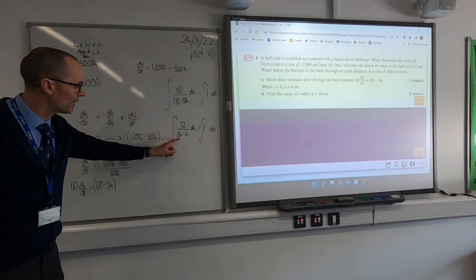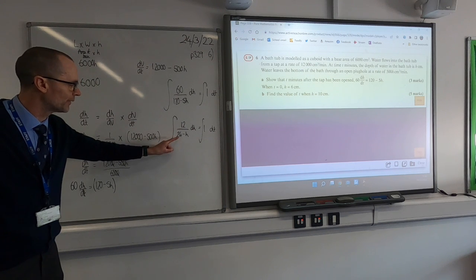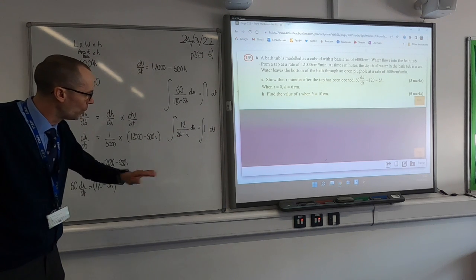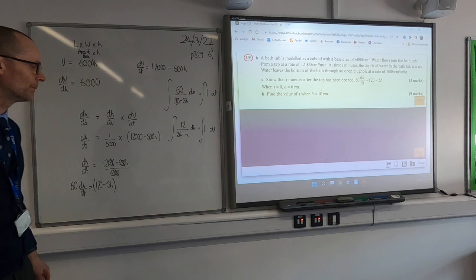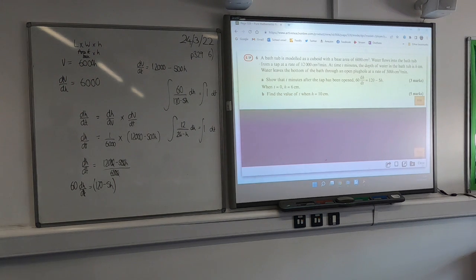So this would become 12 ln (24 minus h), all divided by minus 1, which is what you get when you differentiate that denominator.